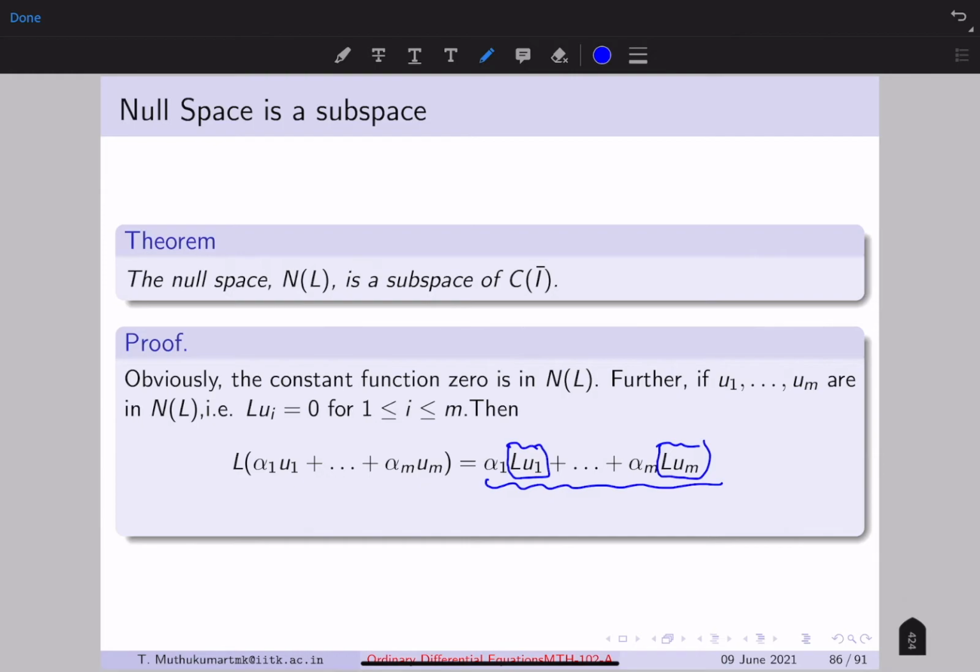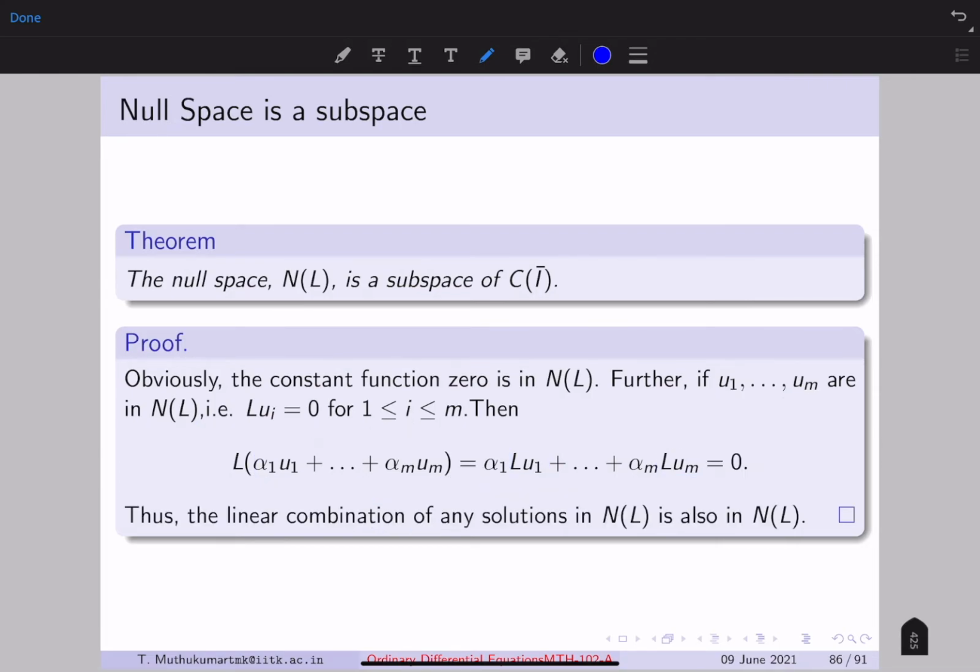Right? Which means this is 0, which means this linear combination belongs to the null space of L. So you have shown that if u1, u2, ..., um individually belong to the null space, then their linear combination also belongs to the null space. Okay, so the null space is always a subspace of the space of all continuous functions.